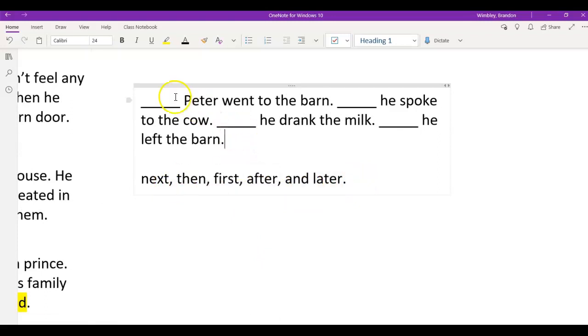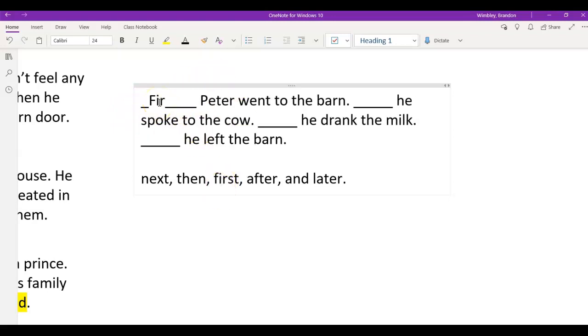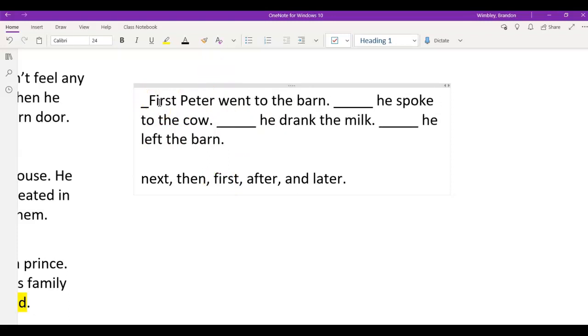So let's look at this basic sentence right here. See if we can figure out what words might go in these ones. Blank Peter went to the barn. Well, that's the first thing that happens, so I'm actually going to use the word first. First, comma, Peter went to the barn. So I'm going to highlight that so I know I've used it. What word might come next? Do you have an idea?